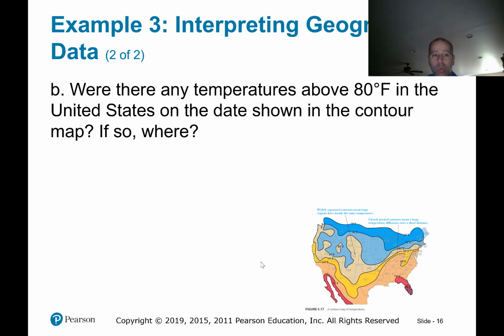Now, were there any temperatures above 80 degrees Fahrenheit in the United States on the date shown in the contour map? If so, where? Well, yes, because we saw the red. The red is 80. So we've got over here in Florida. Now, the only other place was over here, but that's in Mexico.